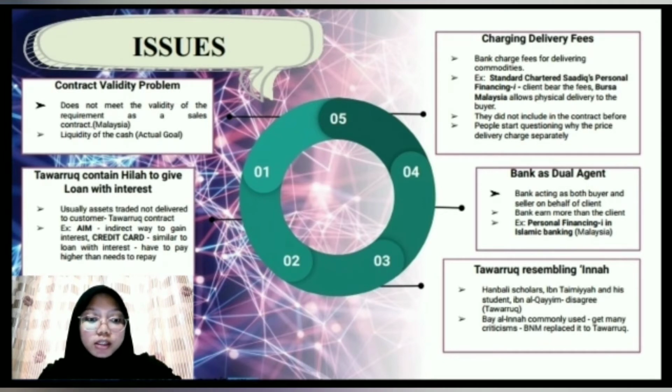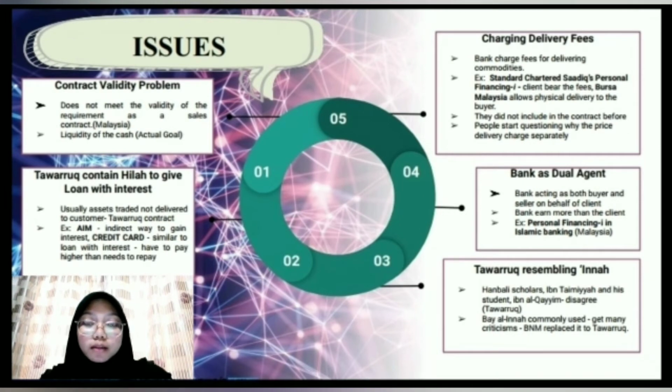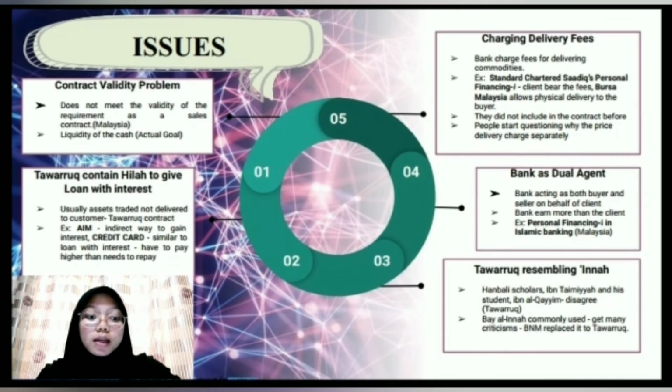Number 4 is bank as dual agent. In this issue, the bank acts as both buyer and seller on behalf of their client. In this situation, the bank earns more than the client. For example, personal financing in Islamic banking. And lastly is charging delivery fees. The bank charges fees for delivering the commodity. For example, Standard Chartered Saadiq's personal financing where the client bears the fees, and Bursa Malaysia where they allow physical delivery to the buyer. However, this was not included in the contract before, so people start questioning why the delivery is charged separately, and it makes the customer realize that the bank only focuses on the cash.